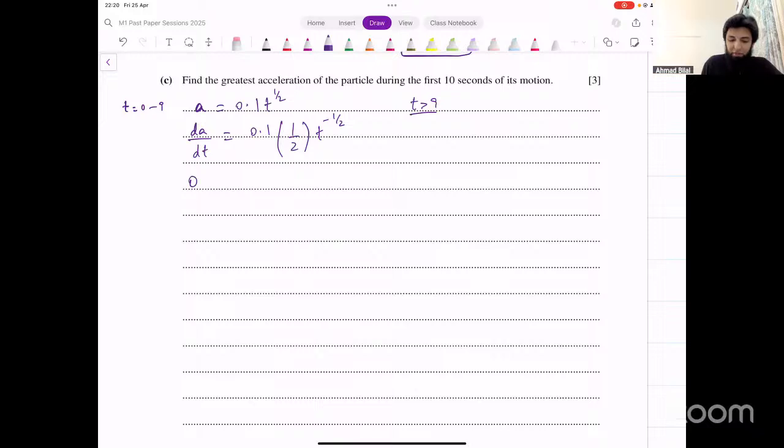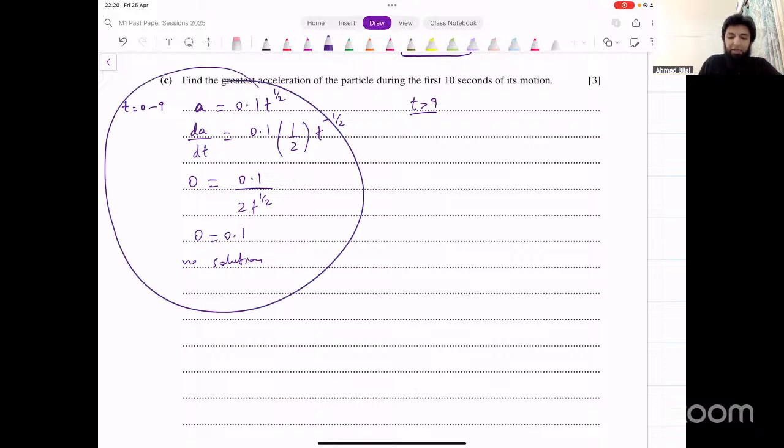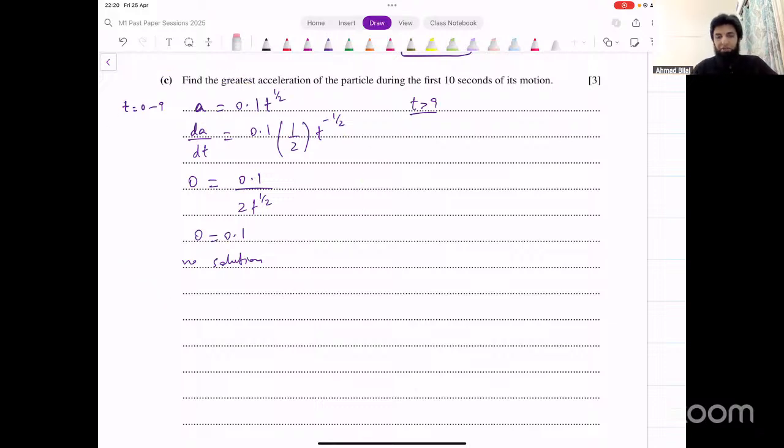Put this equal to 0, and that gives us 0 equals 0.1 over 2t raised to power 1 over 2. And that does not give us anything. Right? t will go there, get eliminated, and we get 0 equal to 0.1. That does not make sense. There are no solutions from this. So for the first 9 seconds, we don't get any value for that. So we have to consider what happens after the first 9 seconds then.